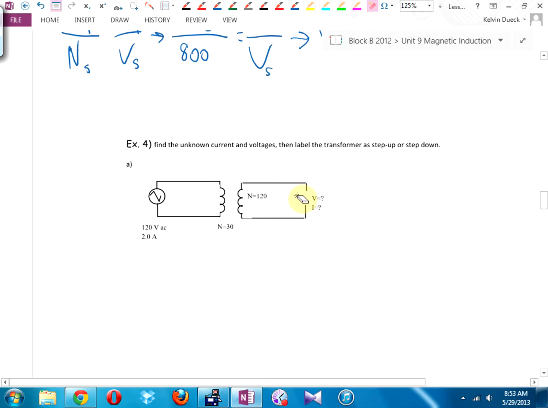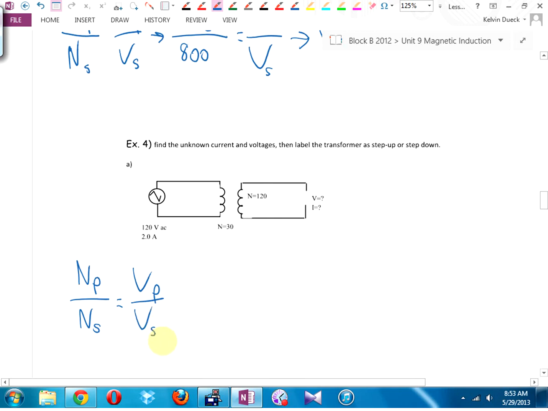It says, find the unknown current and voltages, and then label the transformer as step up or step down. If you look somewhere in this circuit, they have to give me two pieces of information. They either have to give me both voltages, both number of turns, or both currents. Which should they give me in this circuit? Number of turns, that's going to be my starting point. So I'm going to say N primary over N secondary equals V primary over V secondary.